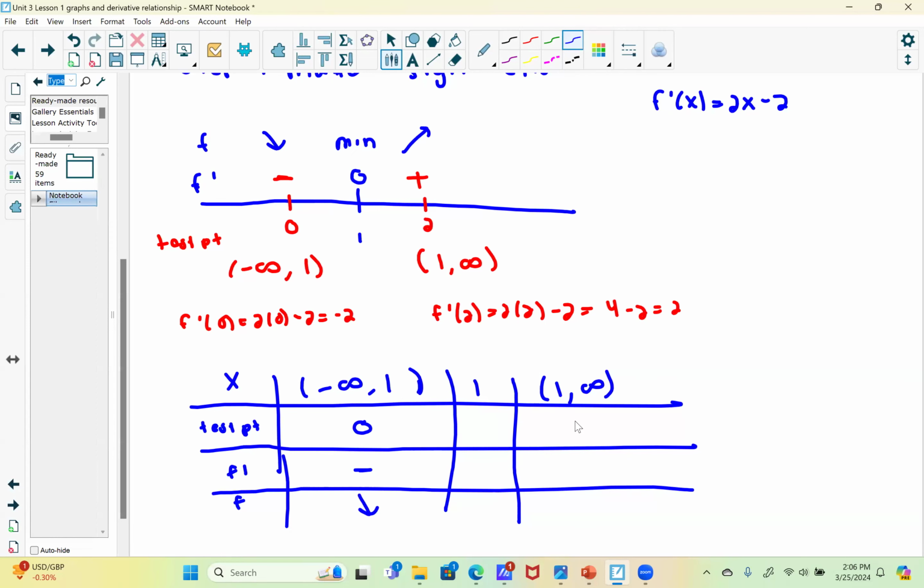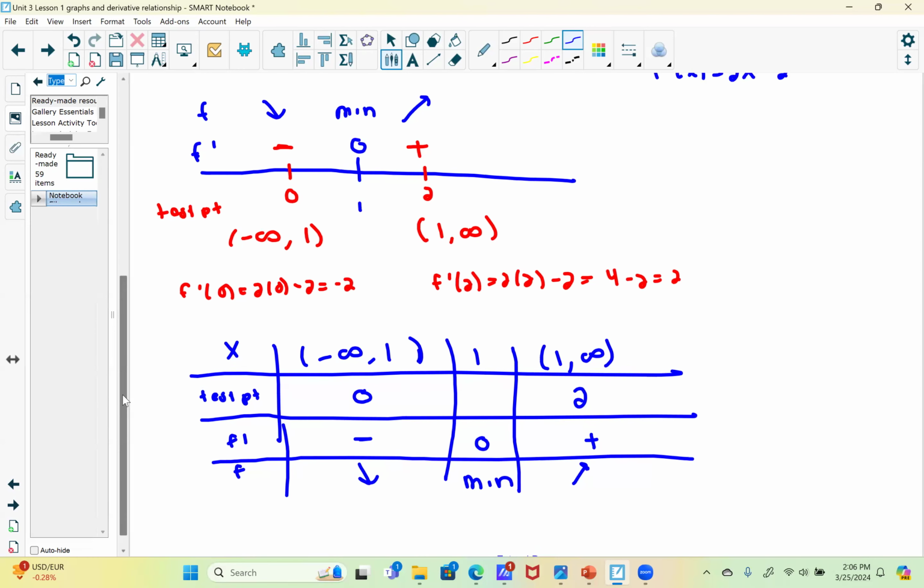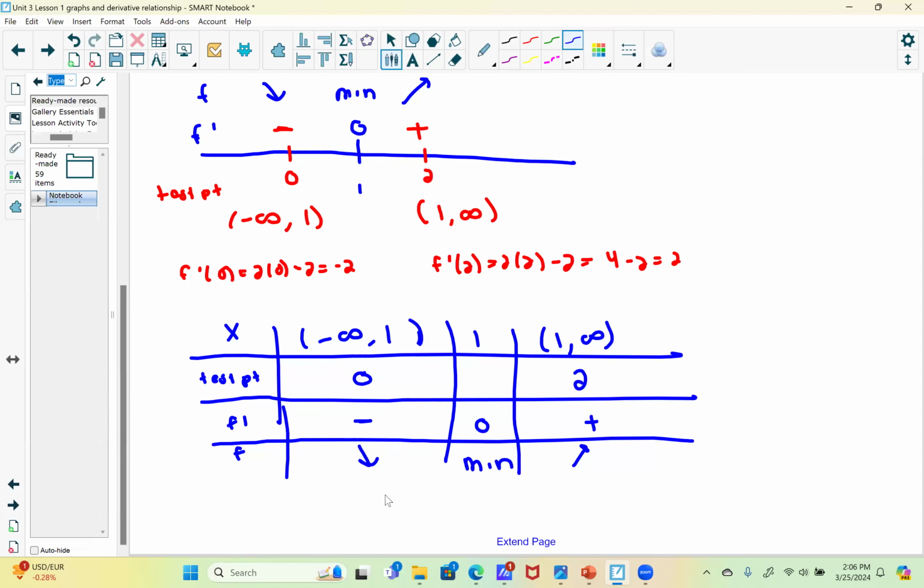From 1 to infinity, my test point I would pick is like 2. F prime is positive because I found it here. It's 0 at 1. And so here f is increasing. So again, you can put an arrow or you can put increasing. I think just the arrows help you visualize what's happening. And then because I'm decreasing, then increasing, this is a min. We don't put a test point for the critical value because that's where the interval changes. So there's nothing to test. So this is the other way to draw the sign chart, and then you'll have to answer questions.